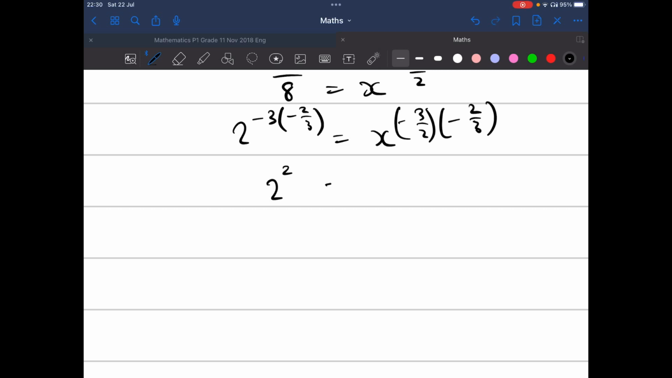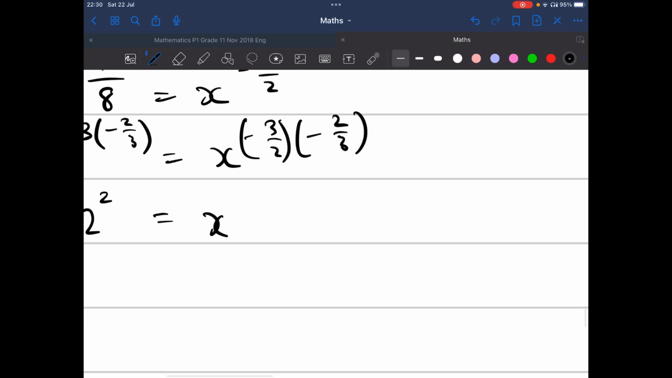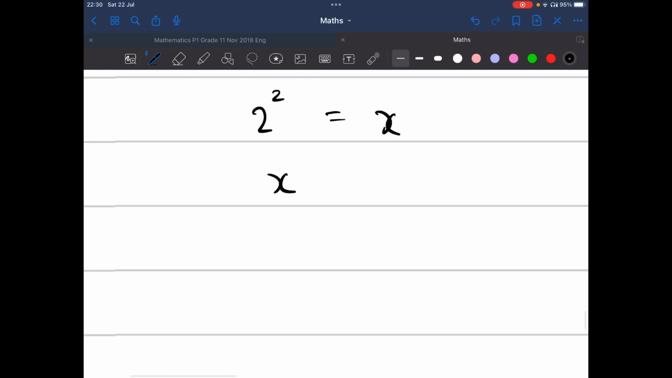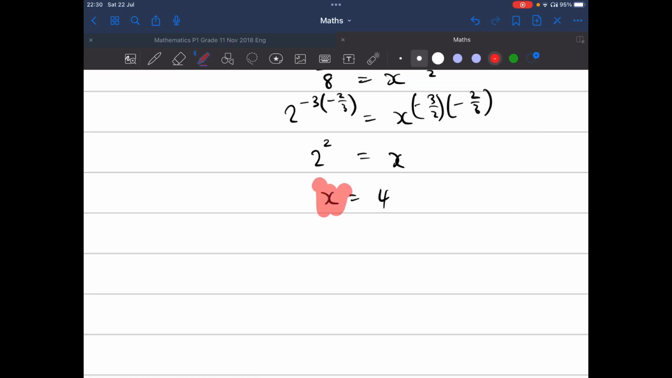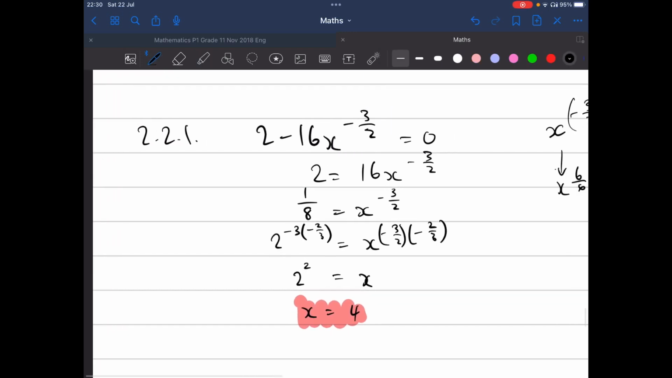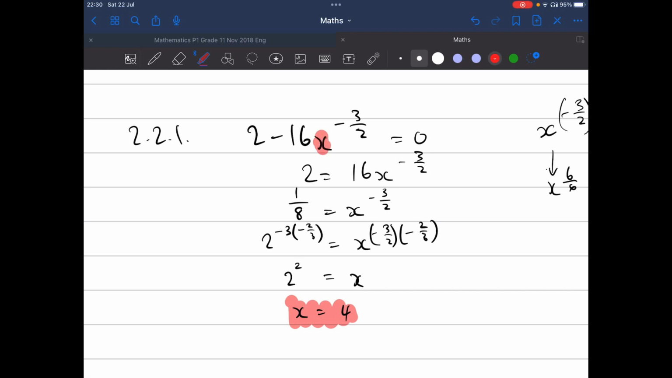Okay, and here I'll have x, because remember that's what we're trying to get to. This is going to cancel each other out. Okay, and then 2 to the 2 is just 4. Okay, so x is equal to 4. Now again, you take your answer, you substitute x, here you put 4, and if you get 0, that means your answer was correct.